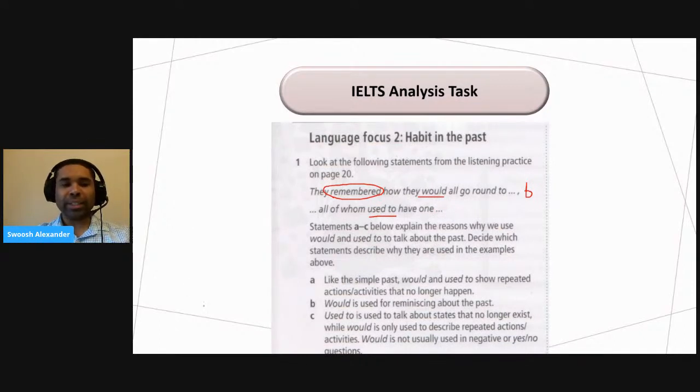What about in the second case? So all of whom used to have one. Which do we think best applies in this case? Option A, B, or C? Again, let me know in the chat box if you have the answer. So in this case then, all of whom used to have one. Used to is referring to a state. So this is C. Have is possession, and that's a state. It's not an action. To possess something doesn't mean that you're actually doing anything. So it's a state, and we use used to refer to states.